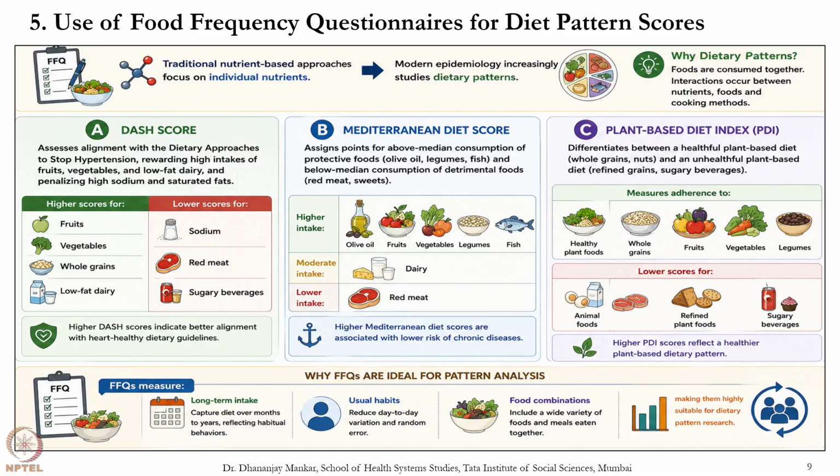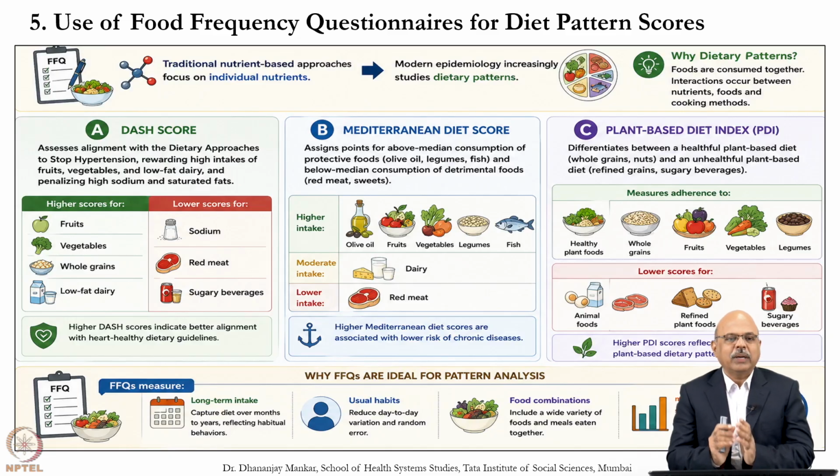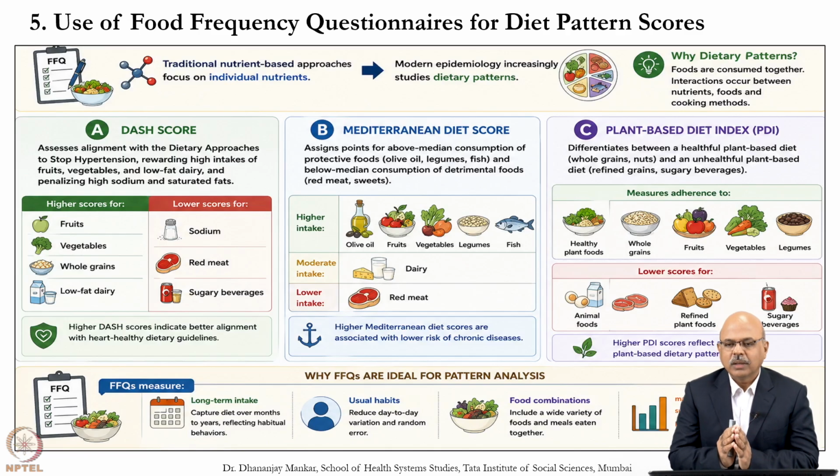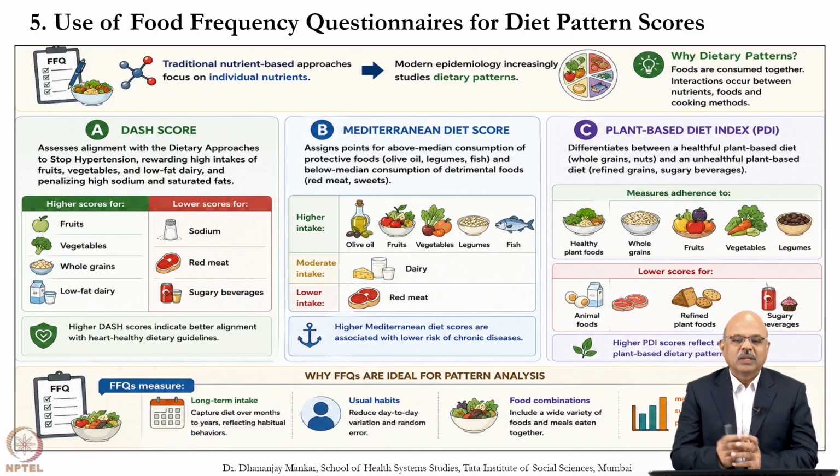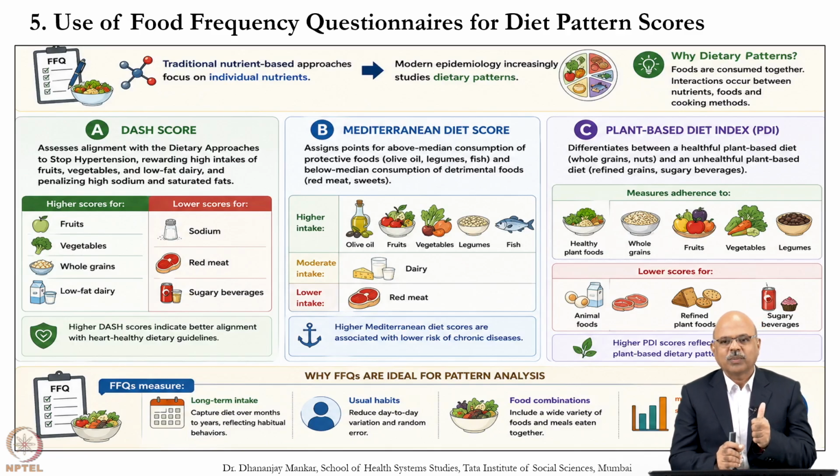Now, the use of the food frequency questionnaire, where it is being used. It is used for diet pattern score. A diet pattern score is very important, where the foods are consumed together, and interaction occurs between the nutrients, foods and cooking methods. There are three trajectories the food has to go through. One is the nutrient, what is there. What is the sort of food that is to be prepared, where you can say the meal, or what are the cooking methods which make one meal different from the other meal.